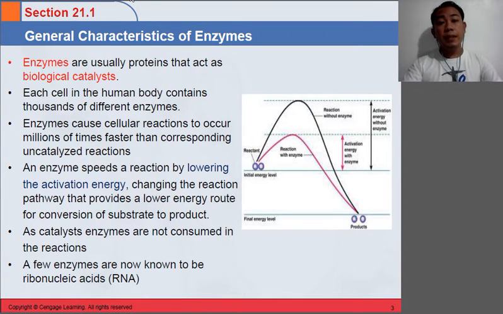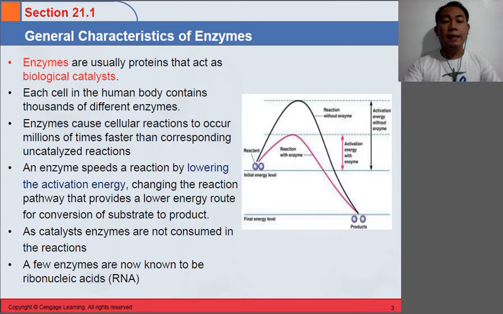For the general characteristics of enzymes, enzymes are usually proteins that act as biological catalysts. When we say biological catalyst, it is the one that speeds up the reaction in the living system. As to background, each cell in the human body contains thousands of different enzymes, and these enzymes cause cellular reactions to occur millions of times faster than corresponding uncatalyzed reactions.